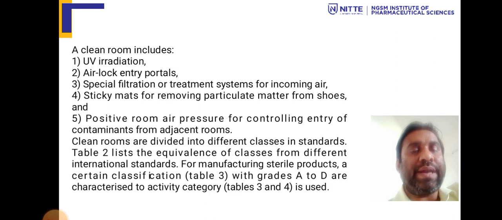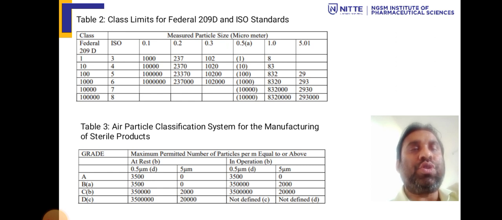Clean rooms are divided into different classes in standards. Table 2 will list out the equivalence of the classes from different international standards. For manufacturing sterile products, a certain classification in table 3 is given, with grades A to D. We will learn this table 3, and characterized to the activity category, tables 3 and 4 are being used. Now let us look at table 2.